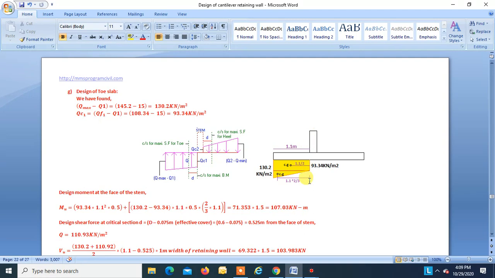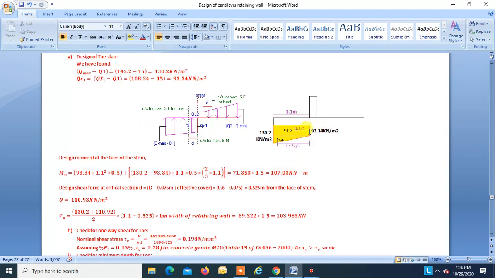So first we will find the bending moment. Bending moment is equal to 93.3 into 1.1 into 1.1 divided by 2. Now due to this triangle portion, it will be (130.2 minus 93.34) into 1.1 into 0.5 into 1.1 into 2 by 3, right? So this will give another moment. So total moment is 71.353 into 1.5, where 1.5 is the load factor. So this is your factored moment, for which we will have to provide the steel.